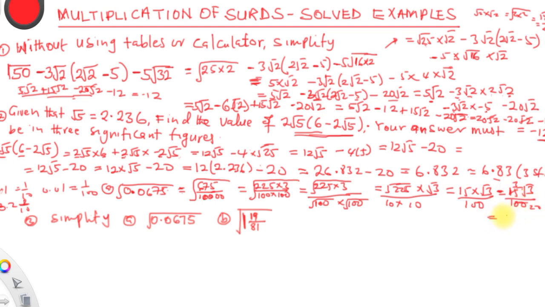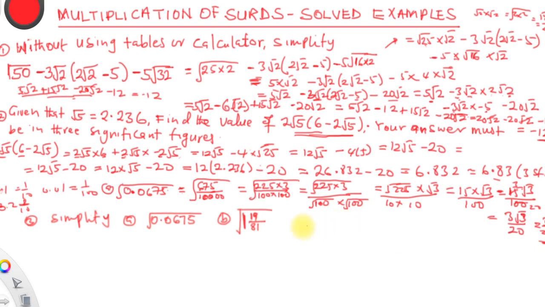So the final and simplified answer is 3 root 3, all over 20. This can be written as 3 over 20 with root 3. You can write it like this. If you see this, they are all the same.